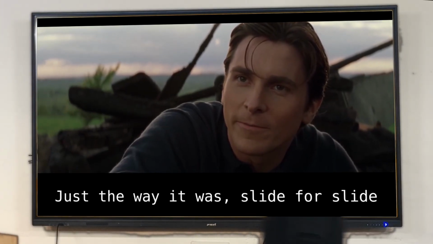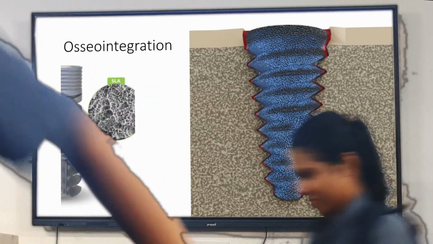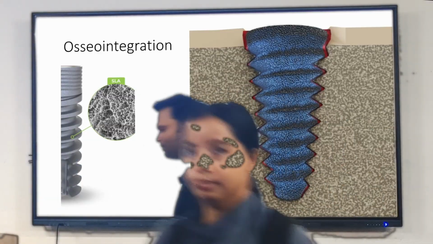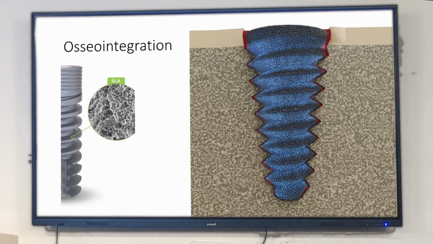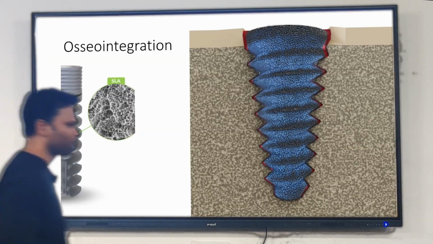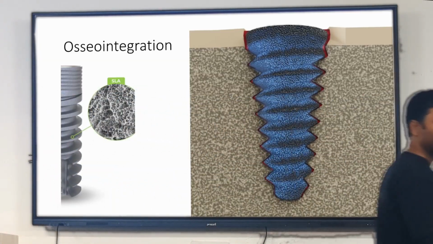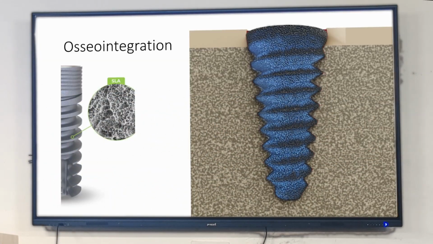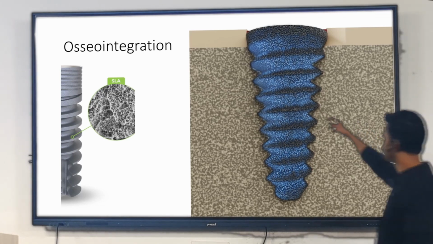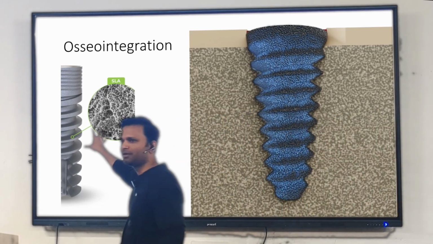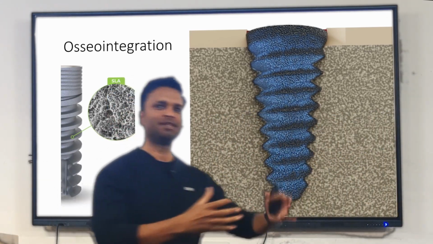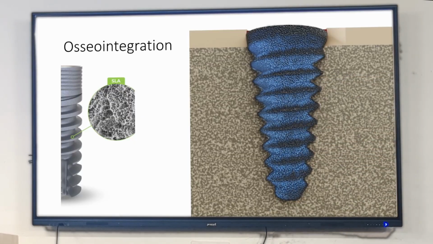Slide by slide. So in the last lecture, I talked about osseointegration, in which we prepare the osteotomy inside a bone, we place the implant, and if that implant doesn't move for the next 3 months, it gets osseointegrated. The bone forms around the implant in these macroscopic imperfections and microscopic imperfections. So this connection is purely physical. It doesn't allow the implant to move.